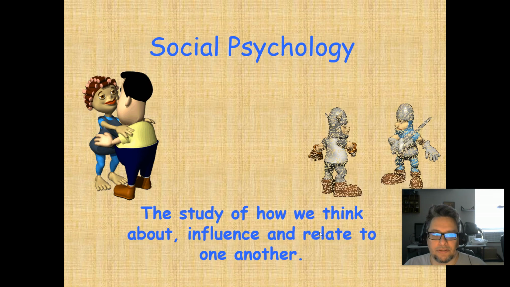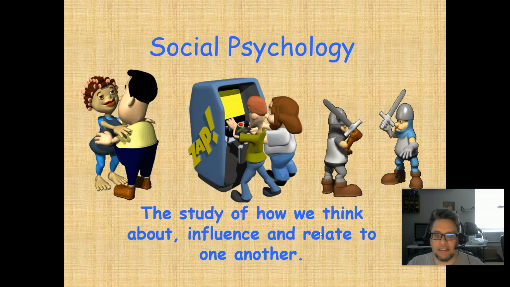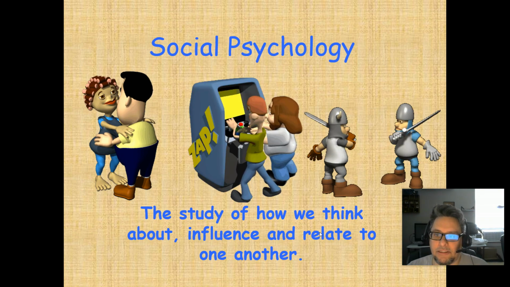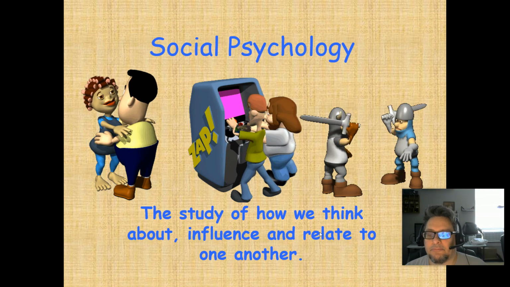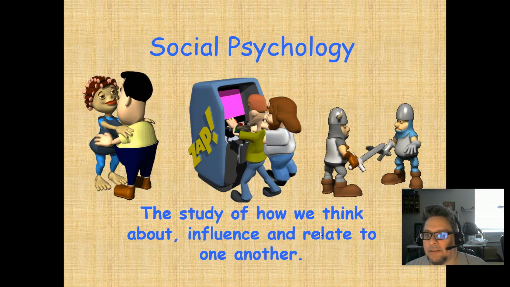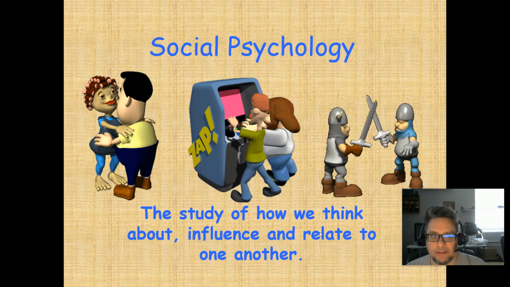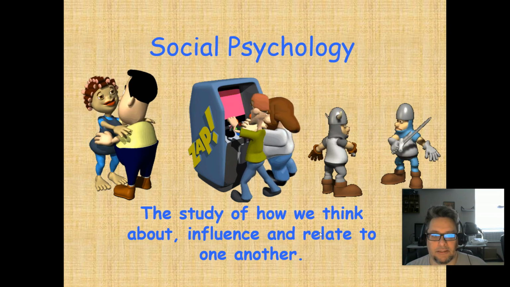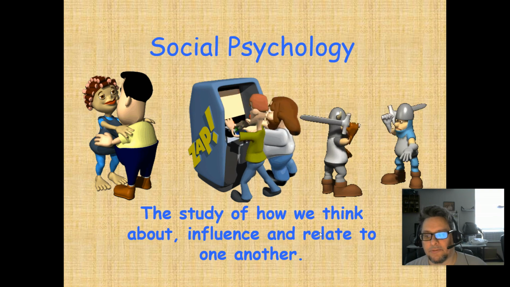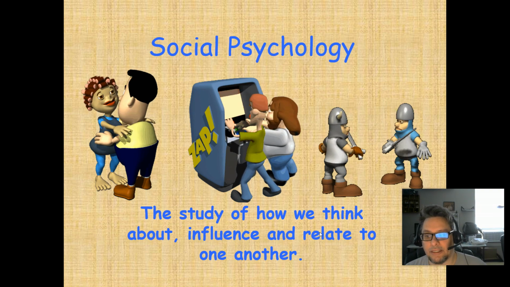So, social psychology. Social psychology is the study of how we think about, influence, and relate to each other. Social psychology is very close to another science called sociology, which is basically how people interact with each other, or how groups of people interact.